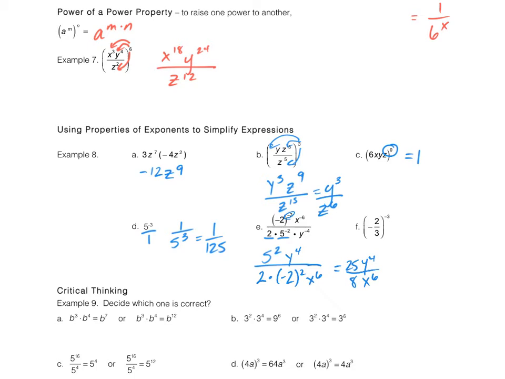For f, we have a negative exponent, so we're going to take the reciprocal of what's inside, so negative 3 halves, and then this becomes a positive 3. And now we have to distribute that in. The negative can go with either the top or the bottom. I like to leave it with the top, so that's negative 3 cubed, which is 27, over 2 cubed, which is 8, and that's still an equal sign.